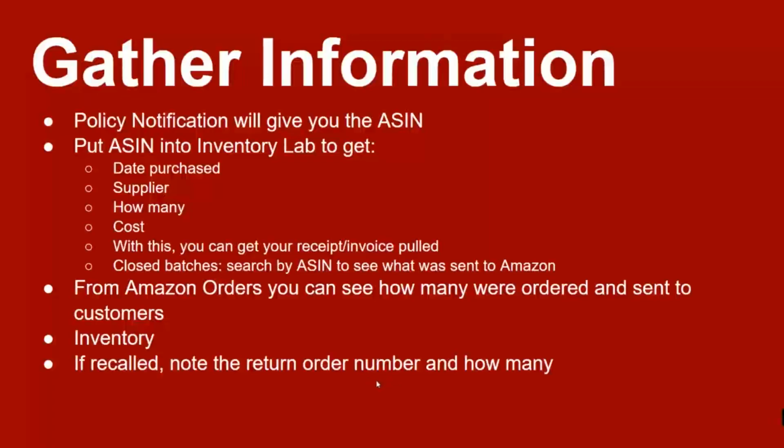When you go to put together your plan of action, you're going to want to say with conviction that I purchased X amount on X date from X supplier, X amount was sent to Amazon on X date, and X amount of customers received the product, X amount was left in inventory, and I either have that still in inventory or X amount was returned to me on X date. You want to be very precise as to where all your inventory has come from and where it is currently.